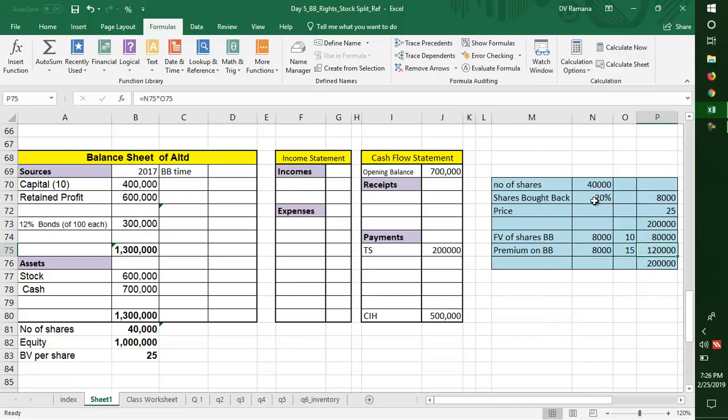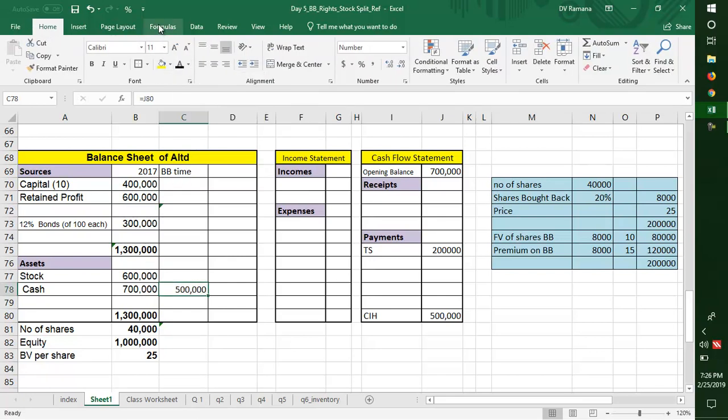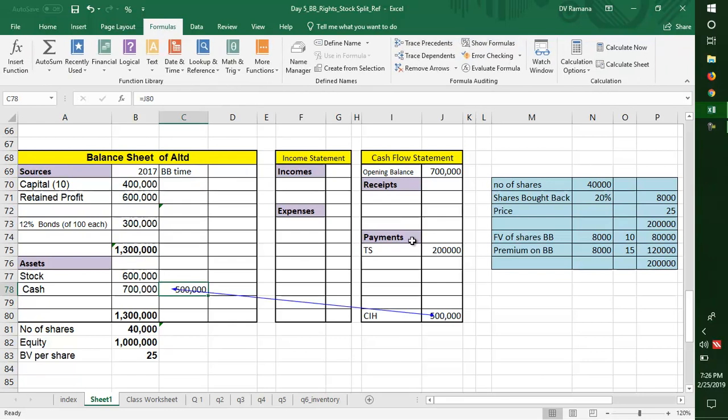There is a buyback of 20%. So let us examine what happens at that point of buyback. At the time of the buyback, cash is reducing to the extent of the money paid, and the money paid is 200,000, and the company's cash will reduce to the extent of 200,000. There is a payment. And how much is this payment? Payment is 200,000.